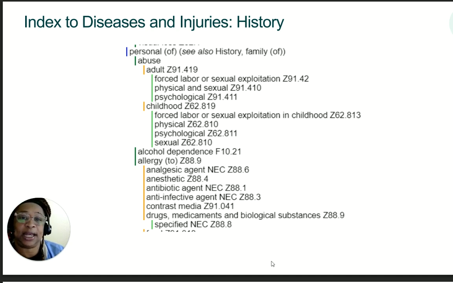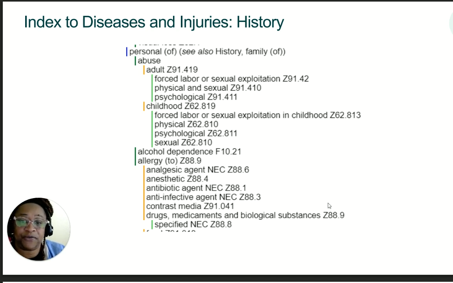That means that anything that you have had in the past, we're going to look under history and personal when it comes to yourself. So for history and family, it's whatever illnesses or conditions that your family has. But when it comes to history and personal, this is talking about yourself. So in the case if you have a history of abuse, or childhood abuse, or alcohol dependence, allergies, and so forth, we're going to go into history and personal when it's dealing with yourself.